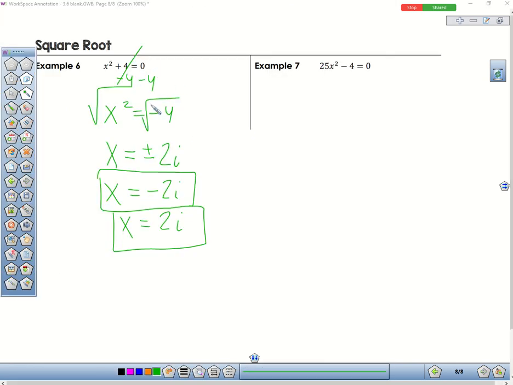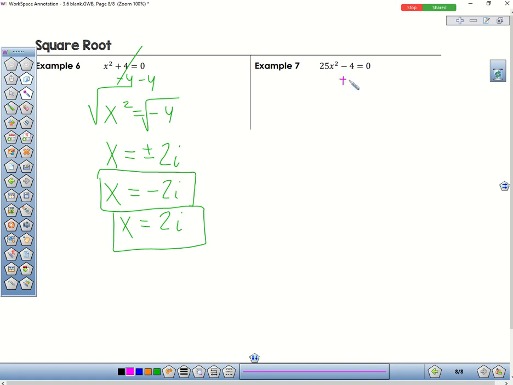In this example, my graph never touches the x-axis because these are my 2 zeros. So I subtracted 4 from both sides and take the square root of both sides. This one's pretty easy. So we'll do the next one.